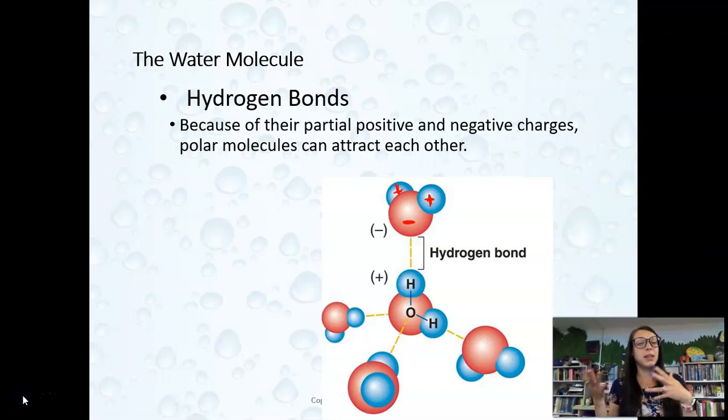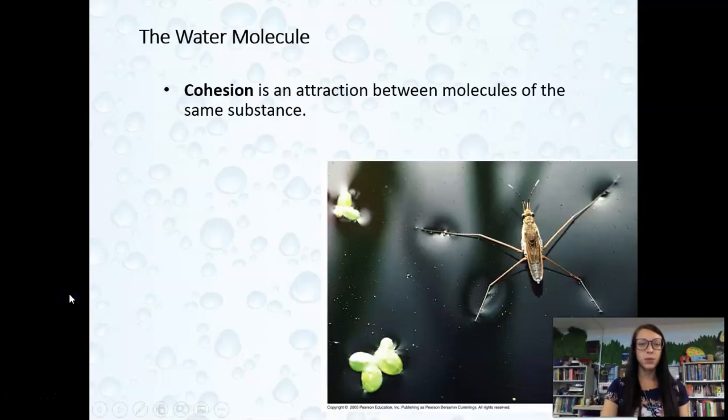Some of these properties are things like cohesion and adhesion, which you may have heard about, maybe heat capacity, and just the ability to be an excellent solvent. So we'll talk about some of water's awesome properties. The first one we're going to talk about is cohesion, and this is an attraction between molecules of the same substance. In this case, we're talking about the attraction between water molecules and water molecules.